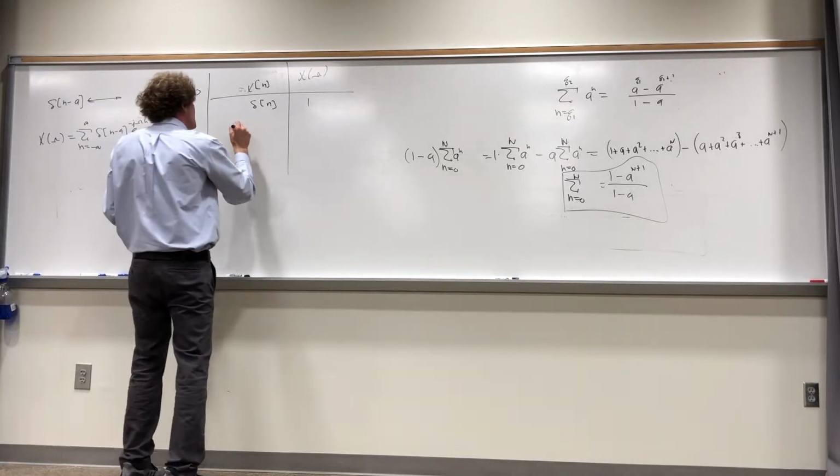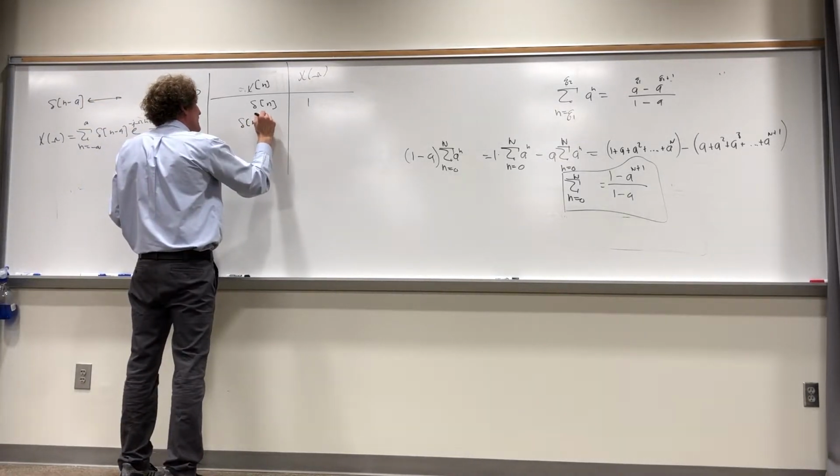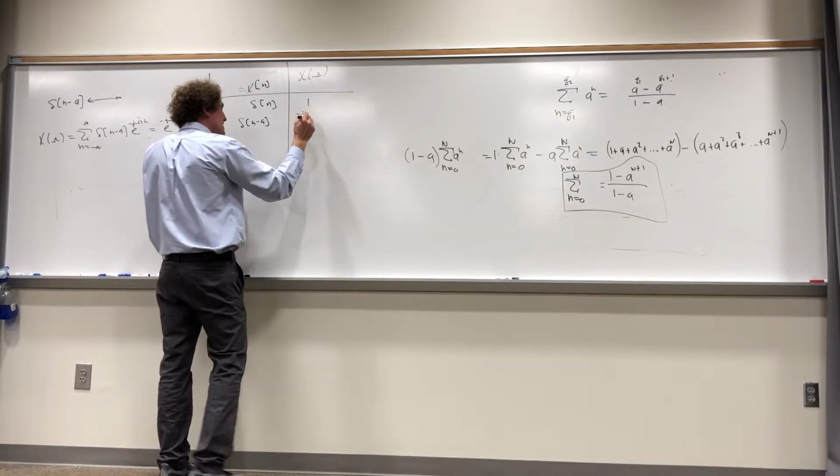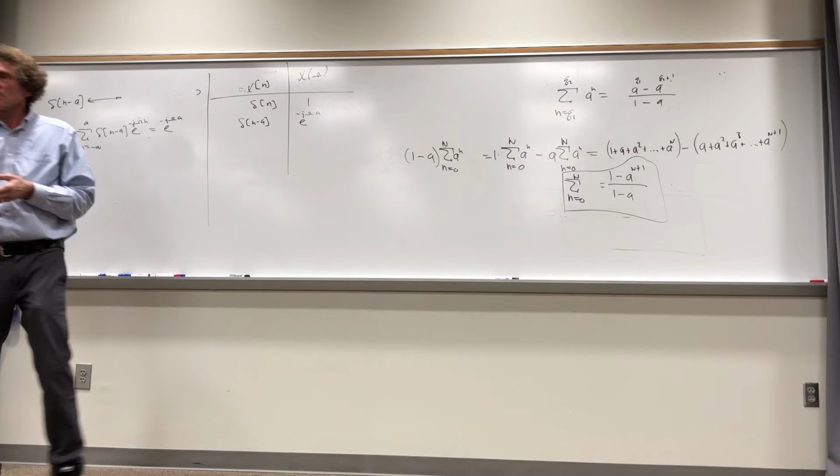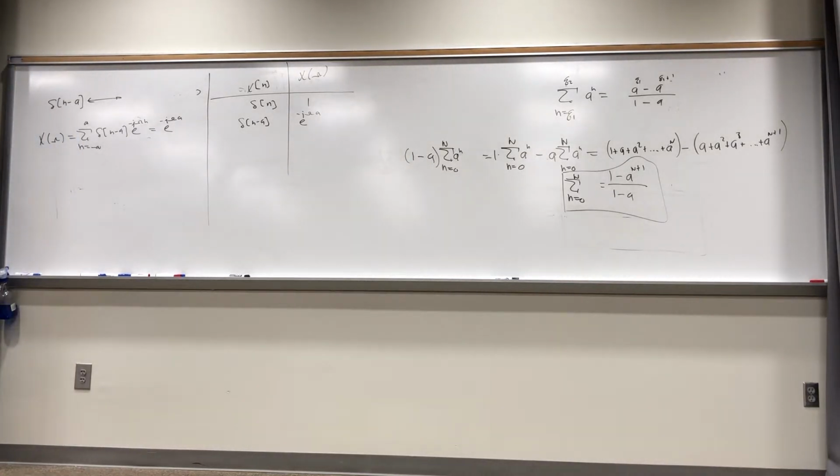Let me put that down. So delta of n minus a is just going to be e to the minus j times omega times a, or put the a out in front. It doesn't matter. Do you all follow me? Show of hands here. Let me see that. I should have done that right after.